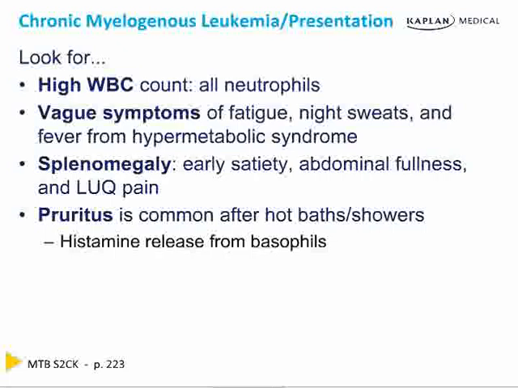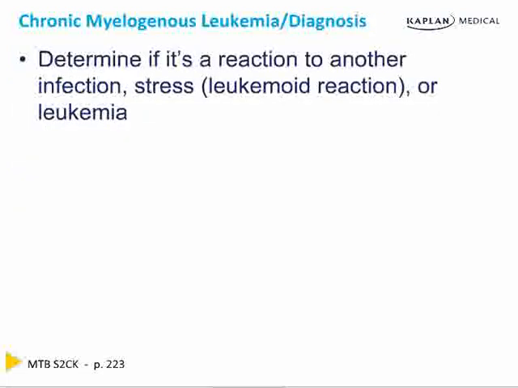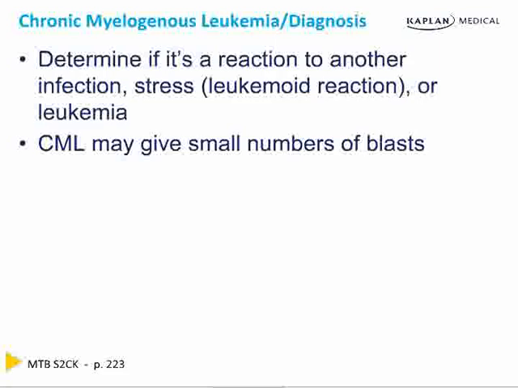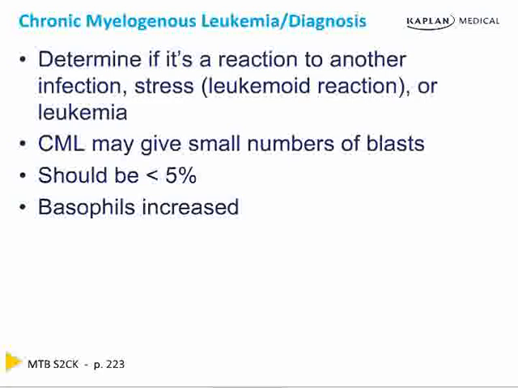So you look for a high white count and they're normal on smear. That's because it's like autism. You can't tell by looking. You have to look at function. There's no ultrastructural abnormality. When you have a person presenting with a high white count, it's very unusual for it to be CML. Not even 1% of high white counts in a hospital are CML. So how do you determine if it's a reaction to another infection, such as stress or a leukemoid reaction, or leukemia? CML rarely gives a small number of blasts, and it should be under 5%. The basophils are increased, but that by itself is not sufficient.